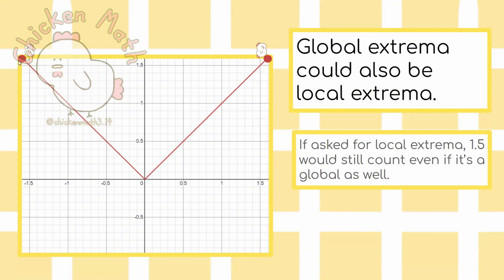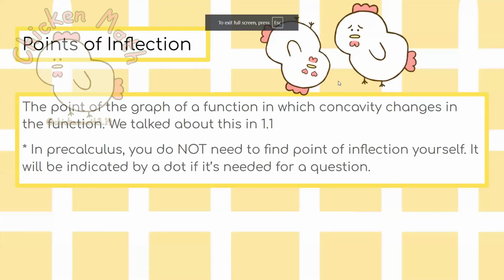But global extrema can also be local extrema. In this case, you can see this function here, the absolute value of x. There are two bounds here, inclusive, of course, where these two values are both absolute maximums from this field of view. And even if asked for local extrema, these points would also count as global or absolute extrema as well.